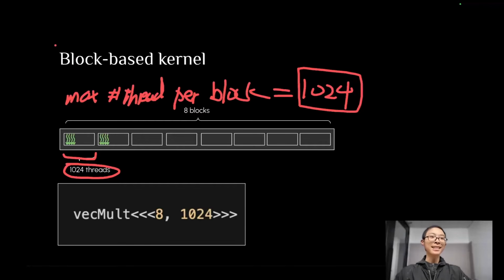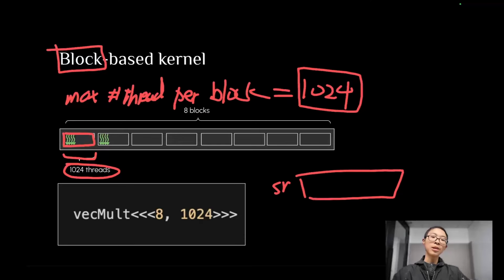That's why the concept of blocks enters. Instead of one big block, how about dividing this 8000-thread block into 8 blocks, each of 1000 threads? In the graph, each block has only 1K threads. It can be easily scheduled onto a streaming multiprocessor. Here is the block.